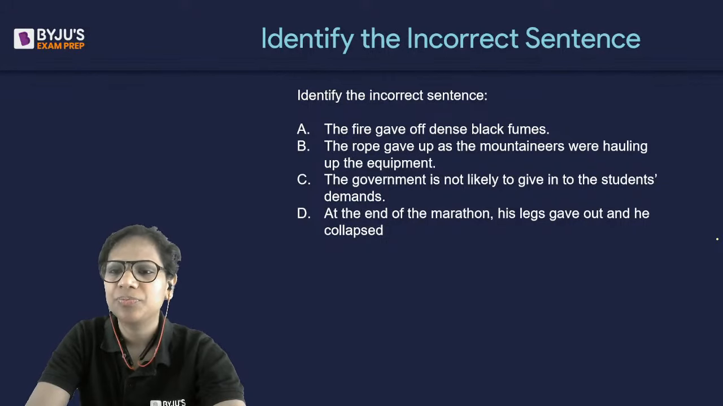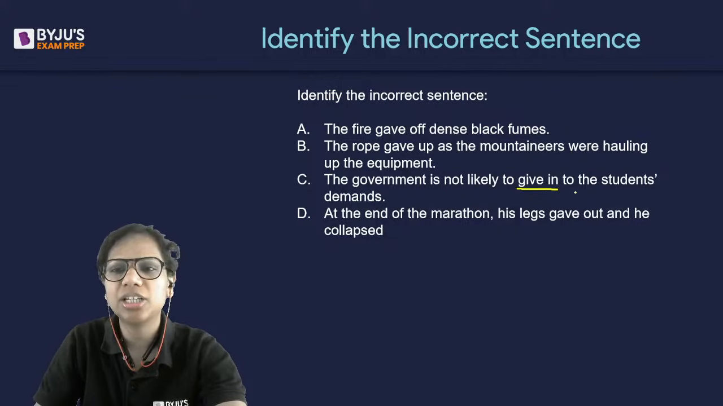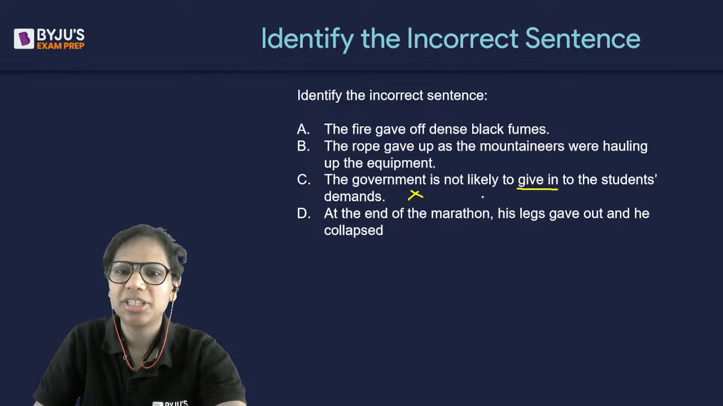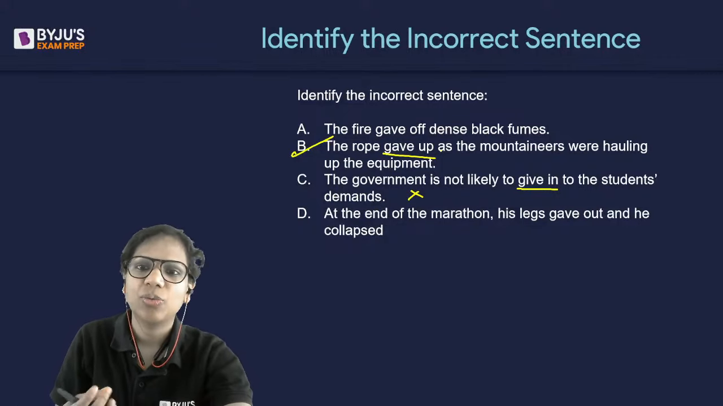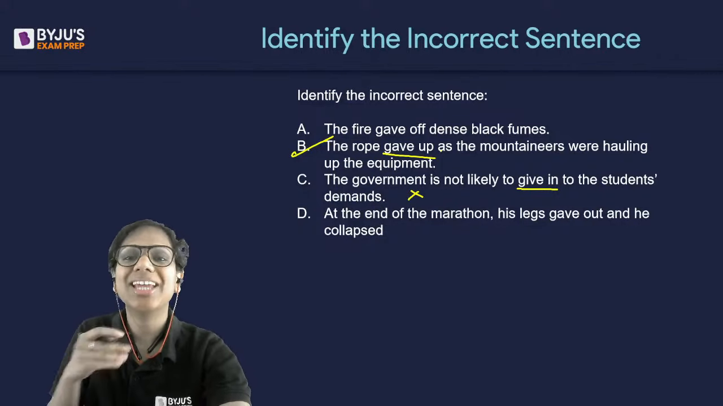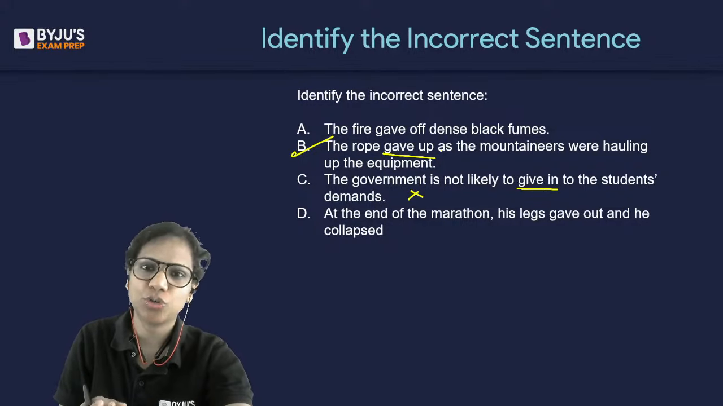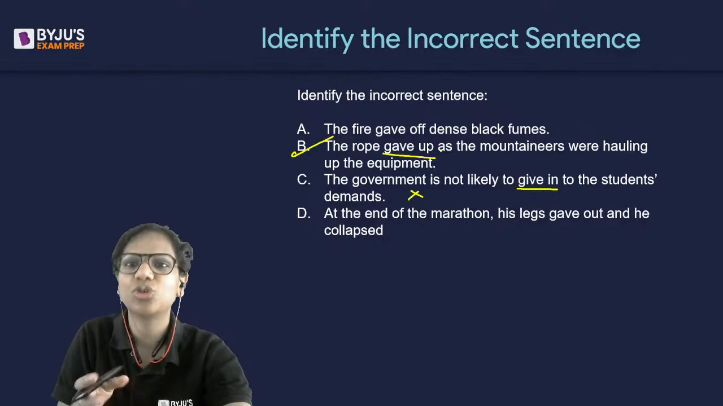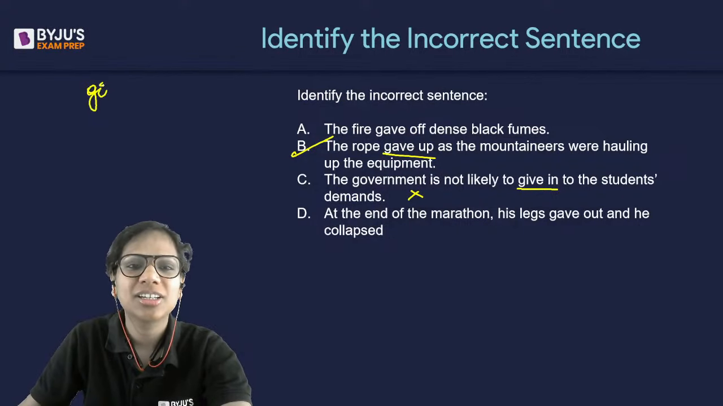I've also got C. Given is to yield, to reluctantly agree. So, the government is not likely to reluctantly agree to the students' demands. Makes sense, right? So C cannot be the answer. It is B. People give up. You know, when you give up on something, when you give up an idea, you just let go of it. You accept your defeat in front of it. That is what it means to give up. The rope does not give up. The rope does not accept its defeat. The rope can't do that, right? The rope can, however, collapse.